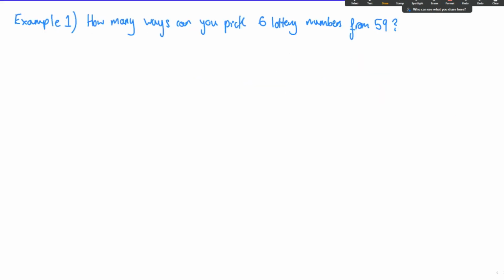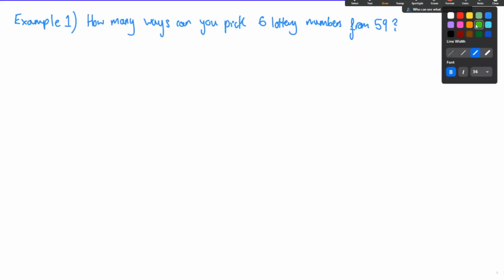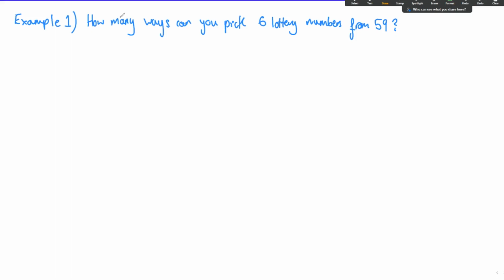Okay. So let's do an example on this. So it says, how many ways can you pick 6 lottery numbers from 59? Okay, so let's find our n and our r here. So we have 59 total beads. So our n is 59. And then what we can do is we can assign different labels almost to these numbers.